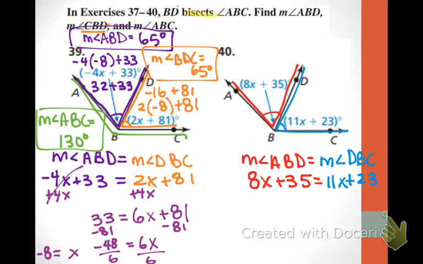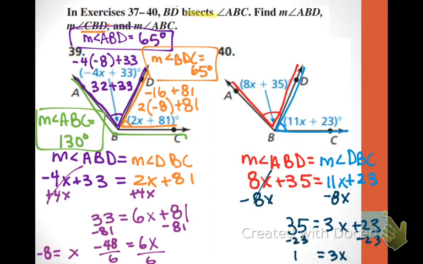How do I move it across the equal sign? Subtract it. So 35. What is 11x minus 8x? 3x. It's okay, it was a long weekend. All right, I want 3x by itself. It's got that positive 23. How do I move it? Subtract it. So 3x equals 12. So x equals 4.